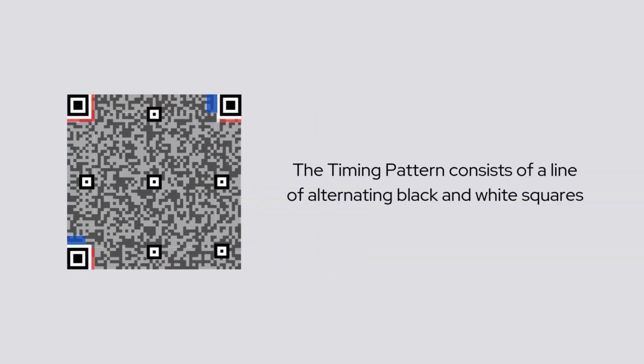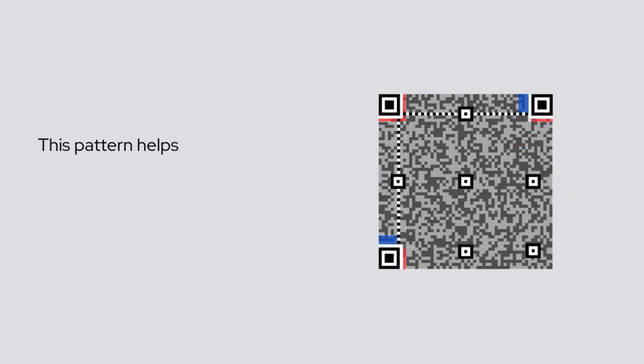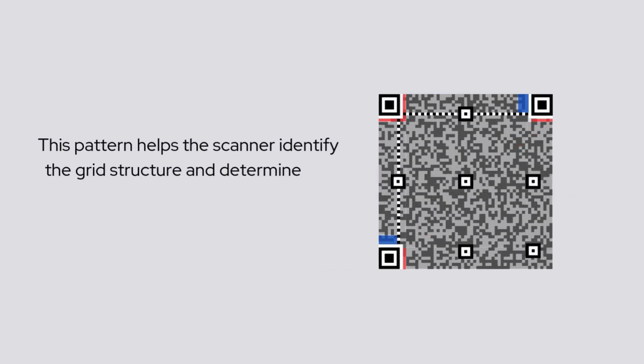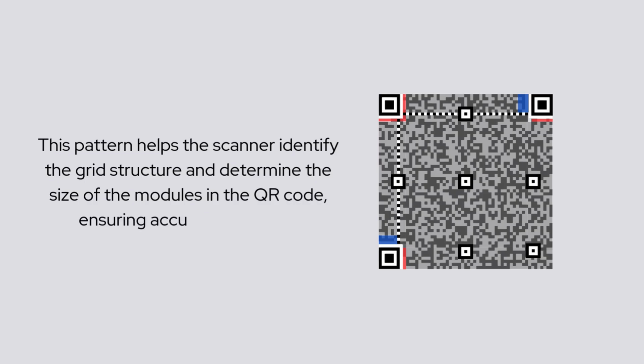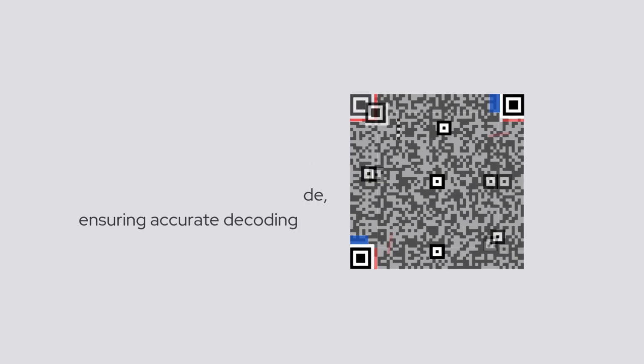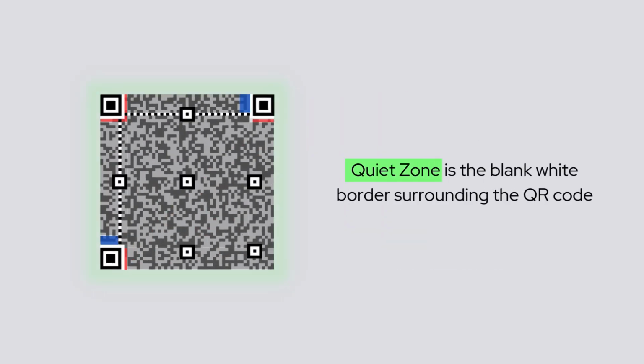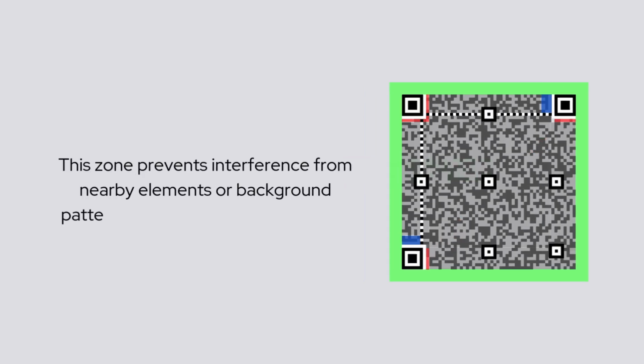The timing pattern consists of a line of alternating black and white squares. This pattern helps the scanner identify the grid structure and determine the size of the modules in the QR code, ensuring accurate decoding. Quiet zone is the blank white border surrounding the QR code. This zone prevents interference from nearby elements or background patterns, ensuring accurate scanning.